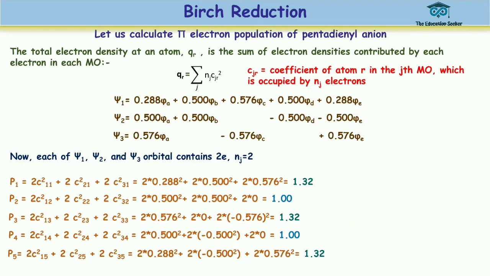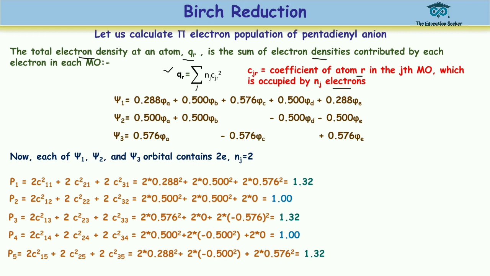Now let us calculate the total pi electron population at each carbon of pentadienyl anion. So the total electron density at an atom QR is the sum of electron densities contributed by each electron in each MO, given by this expression, where CJR is the coefficient of atom R in the jth MO, which is occupied by Nj electrons, right?